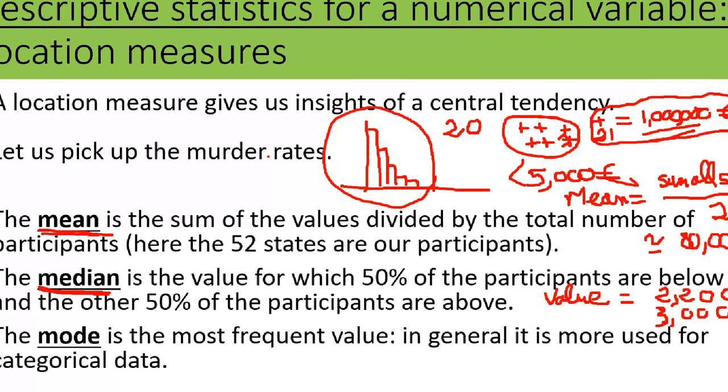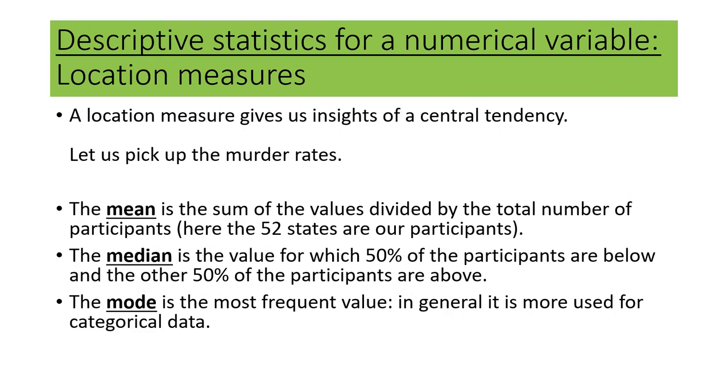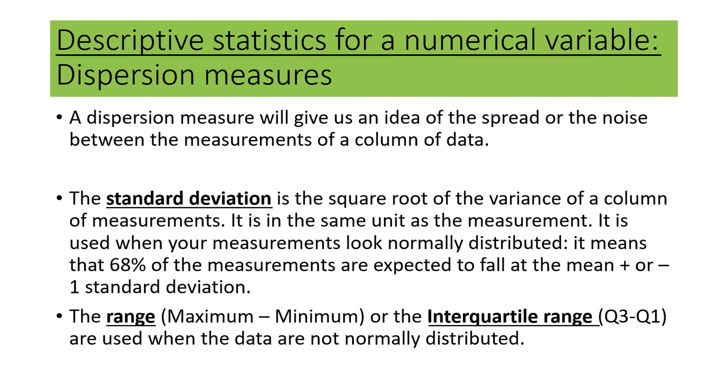Lastly, when you have a data set that is not skewed, more like a murder rate, you can show the spread of parametric data by showing the standard deviation. The standard deviation is the square root of the variance of a column of measurements, such as the murder rate. It is in the same unit as the measurement, so that's why we often report the standard deviation. It is used when your measurements look normally distributed, so when they are symmetric.